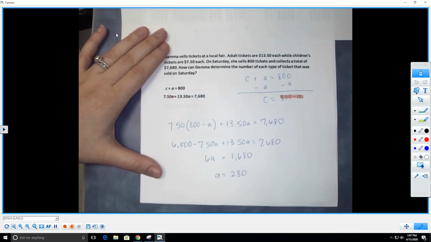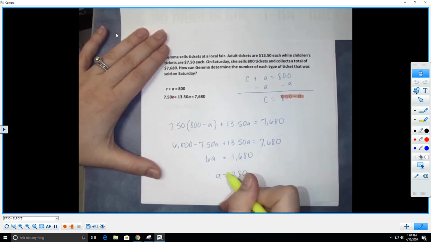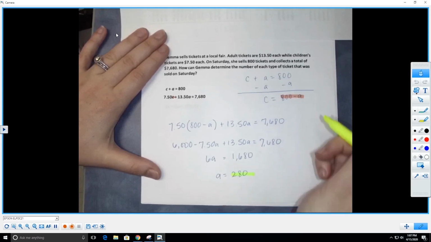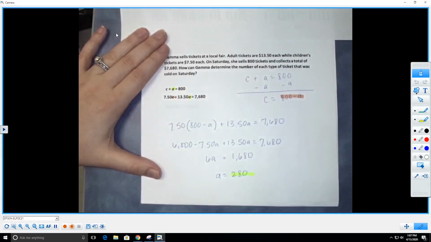From this, we know that there were 280 adult tickets sold. Now, let's solve for the other variable. You can substitute 280 for A in either equation where you see A and solve for C. So I could plug in 280 in this equation for A or this equation for A.